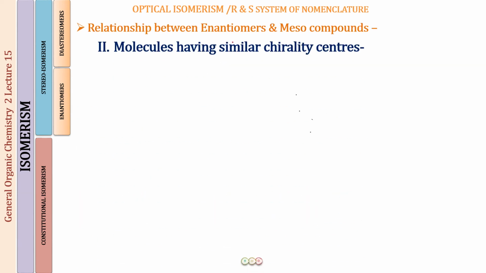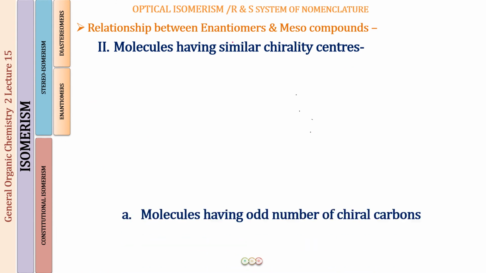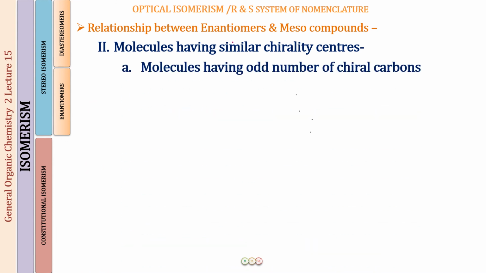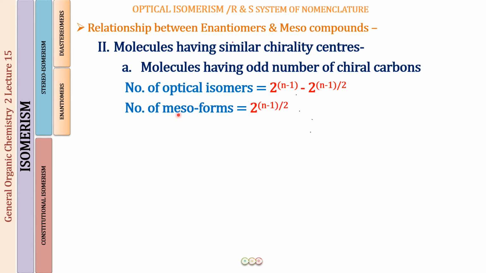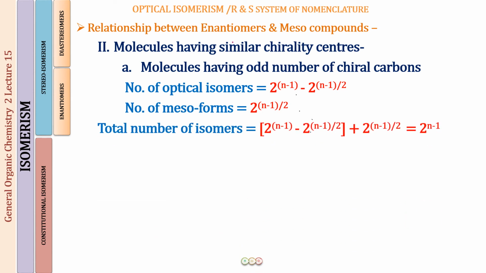So next we have the molecules with similar chirality centers and the number of chiral carbons is an odd number. Here the formula that we will be using is: number of optical isomers will be equal to 2 to the power n minus 1, minus 2 to the power (n minus 1)/2. Number of mesoforms will be equal to 2 to the power (n minus 1)/2. Total number of stereoisomers will be equal to the sum total of these two. Solving this, you will be getting 2 to the power n minus 1.